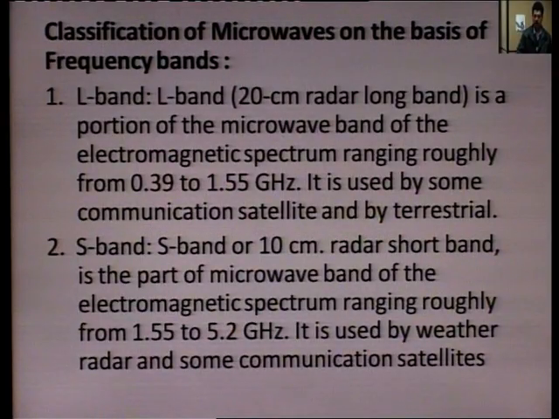So, next is classification of microwaves on the basis of frequency. First is L band. L band is a portion of the microwave band of the electromagnetic spectrum ranging roughly from 0.9 gigahertz to 1.5 gigahertz. It is used for some communication satellites and terrestrial telephone networks. Then S band, basically radar short band, is used for microwave. It is a part of the microwave band that has a frequency range from 1.5 to 5.2 gigahertz. It is used for weather radar or some communication satellites.